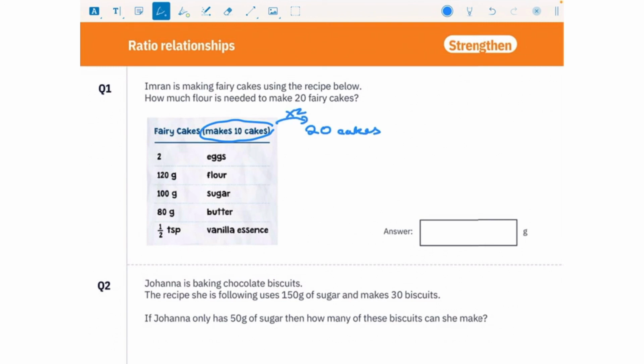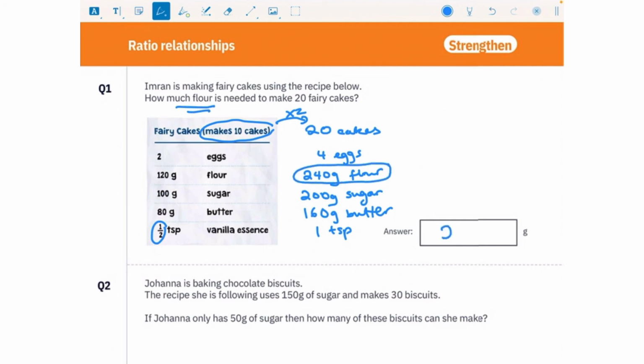So instead of 2 eggs, we're going to need 4 eggs. Instead of 120 grams of flour, we're going to need 240 grams of flour. We're going to need 200 grams of sugar, because we've times that by 2 as well. 160 grams of butter. And instead of half a teaspoon, we're going to have 1 whole teaspoon. So we've doubled that as well. How much flour is needed? So the only bit we need is this bit, 240 grams of flour.